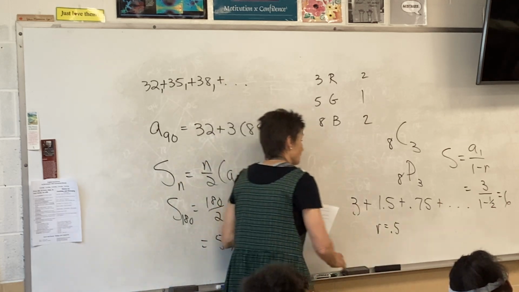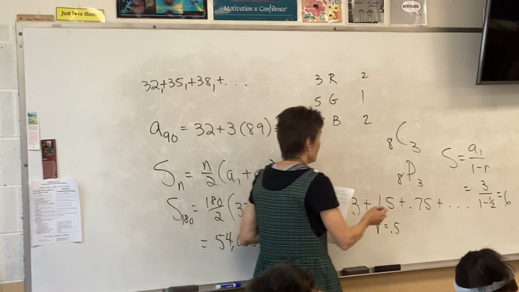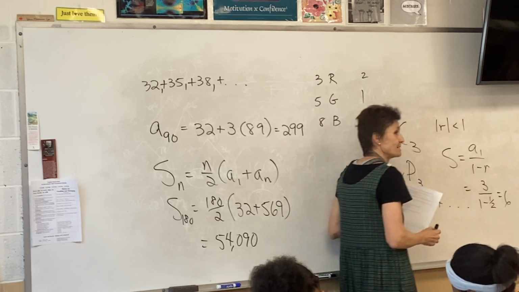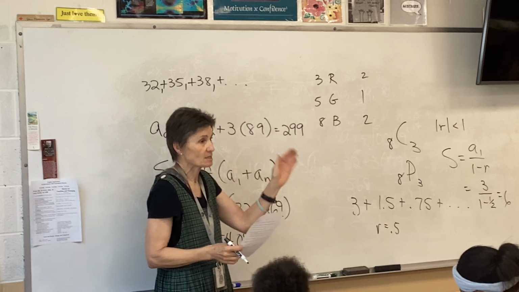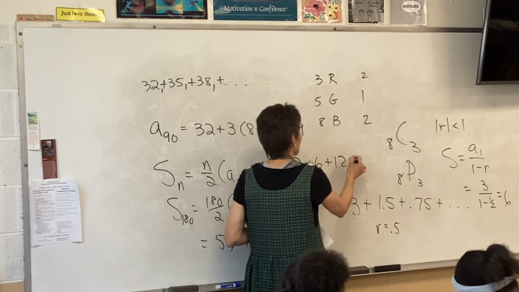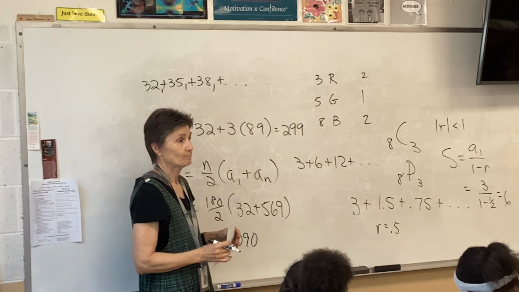Can you use that one when it's getting smaller? This formula only works if the absolute value of the ratio is less than 1. Yes, the terms need to be getting smaller. If you were asked to add this, you would say, I can't do it. There's no sum.